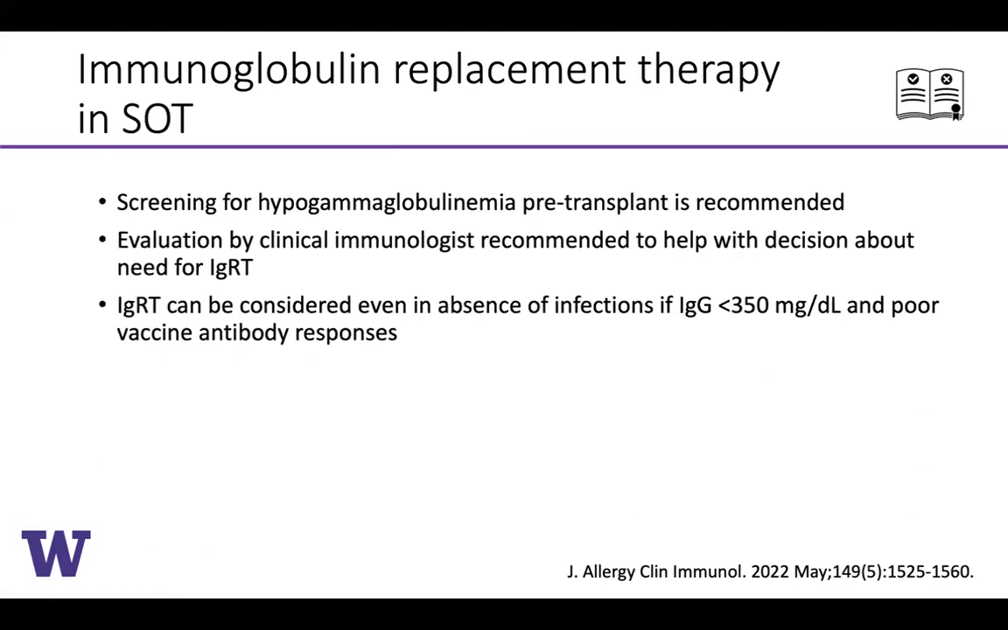I think we already covered solid organ transplant, but again, such screening beforehand is recommended. The guidelines do recommend working with a clinical immunologist to help make decisions about the need for immunoglobulin replacement therapy. And some papers suggested a lower cutoff, like an IgG of 350, and poor vaccine antibody responses to start this.